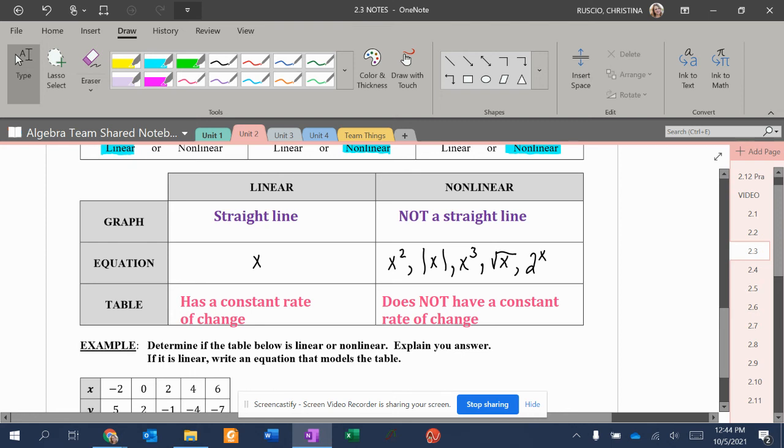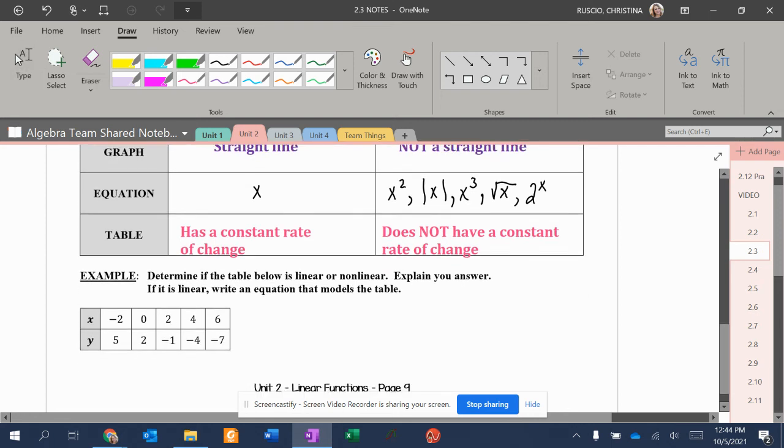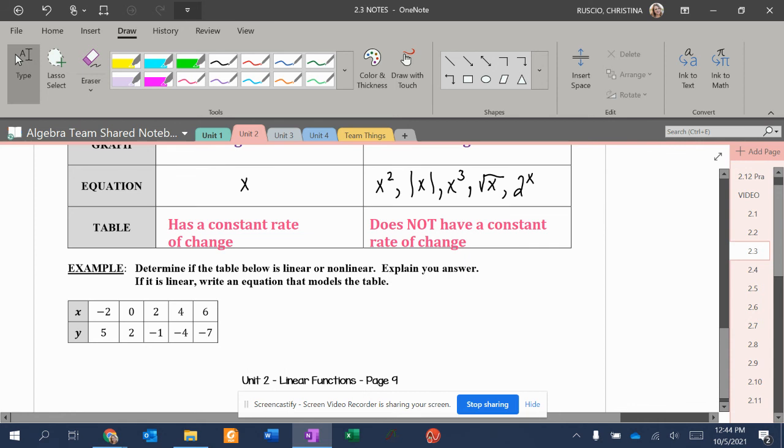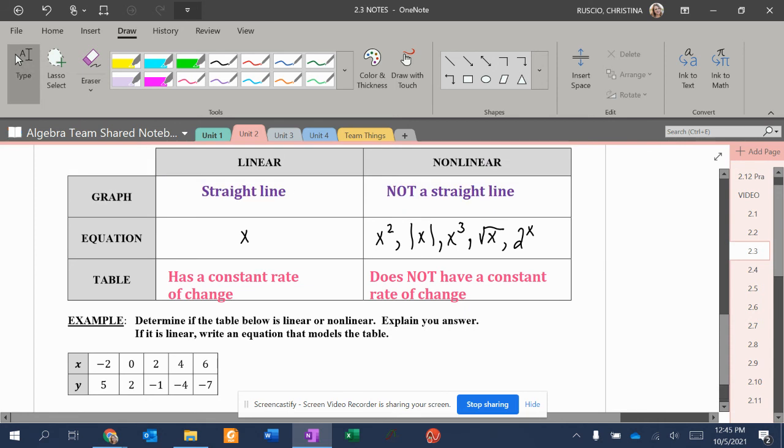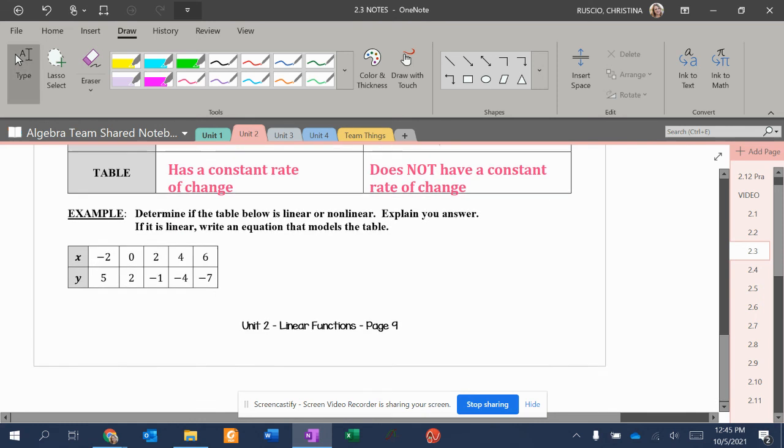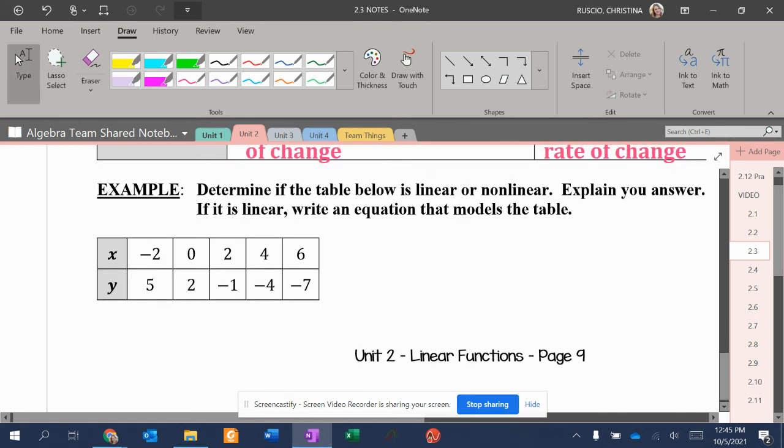Okay, so that's everything that we talked about with graphs and equations. And with tables, what we just talked about, linear equations have a constant rate of change. That's a slope. And then nonlinear does not have a constant rate of change. Okay, so make sure you fill in this table. Even though I didn't handwrite it in, the stuff in purple and pink is what you want to write down. All right, example down below.